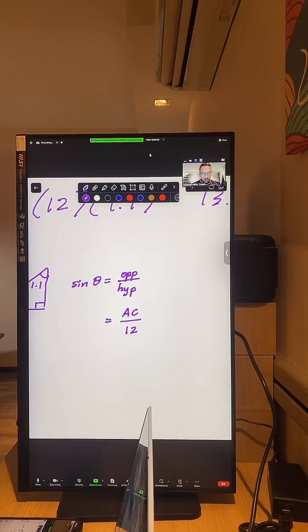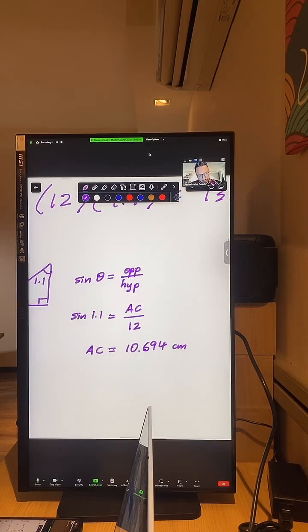So my theta is 1.1. Okay, don't forget, before you key in anything into your calculator, you need to change to radian mode, because we are dealing with radian. So sine 1.1 times 12 will give me 10.694. I will give it to 5 significant figures because this is part of my working. In the final answer, then I give 3 sig fig.